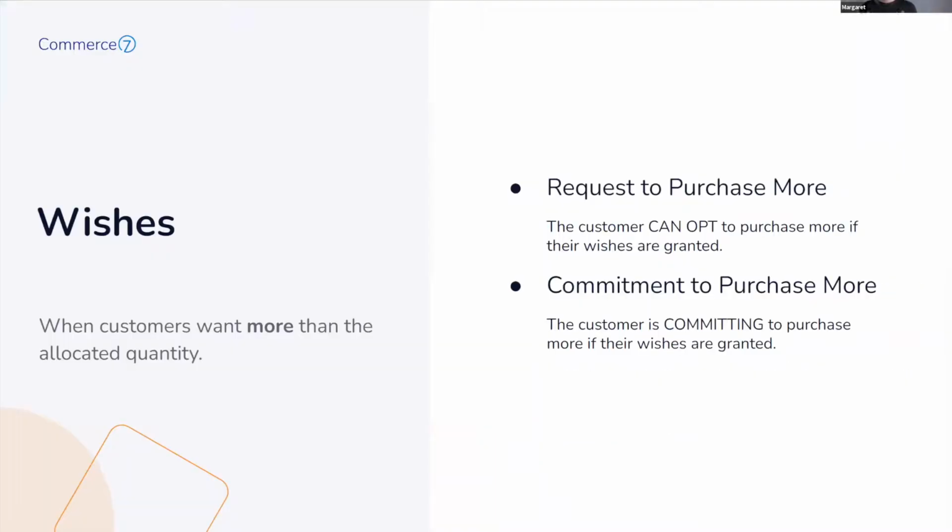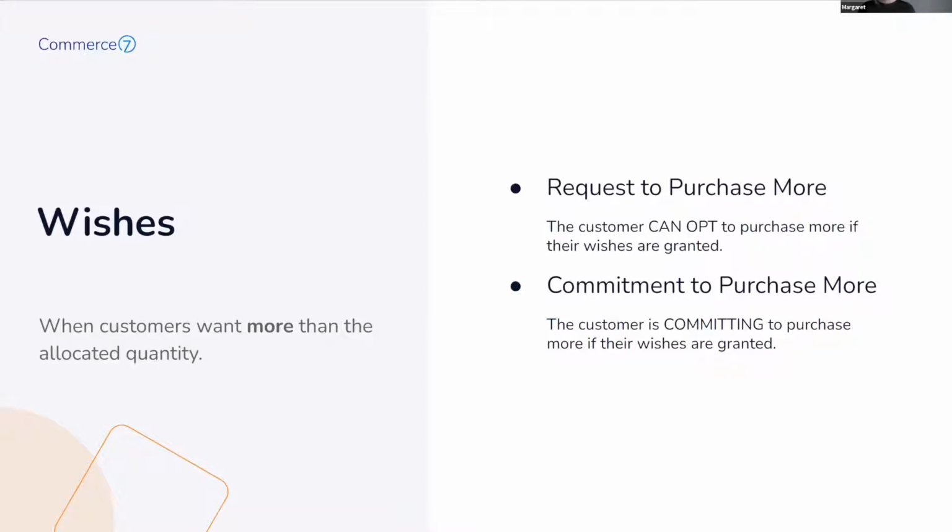So in addition to the functionality to allocate specific quantities to your customers, they have the ability to also wish for more wine on top of the already allocated wines. So when they want more than that allocated quantity, they have the option to wish for more. We have two different types of wishes. We have the request to purchase more wish type, and we have the commitment to purchase more wish type.